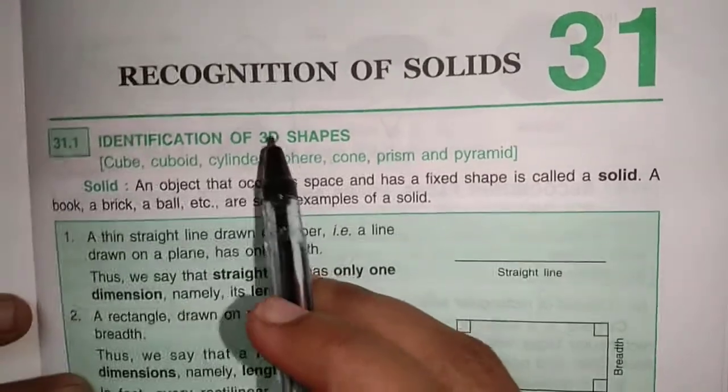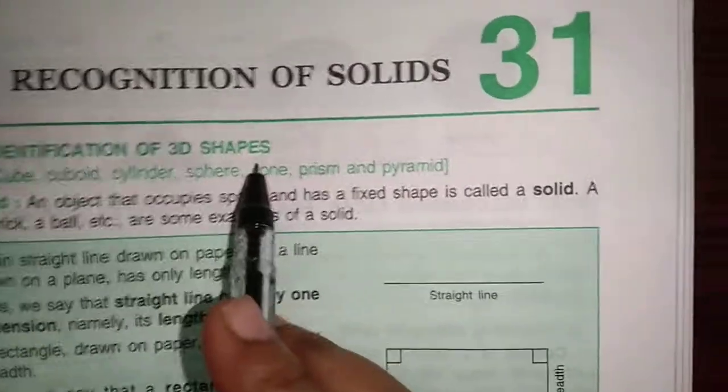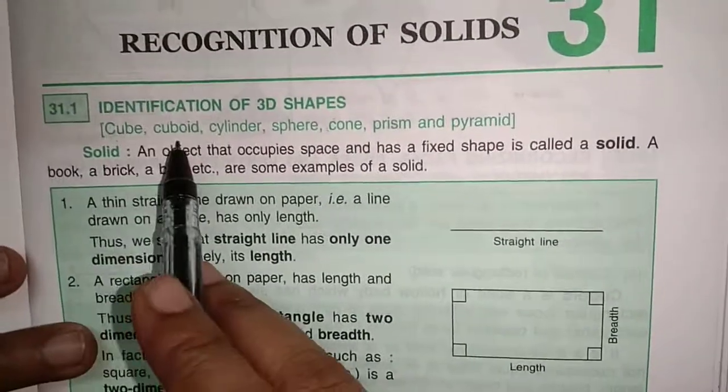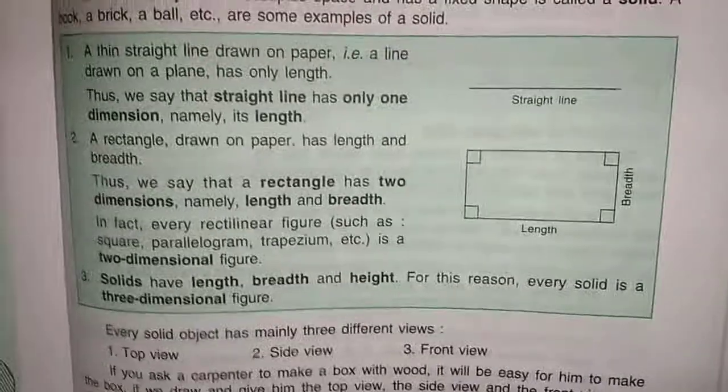Good morning, children. Today we will discuss recognition of solids. To identify the 3D shapes, that is the only thing we have to study over here. We have to identify cube, cuboid, cylinder, sphere, cone, prism, pyramid. These are the three-dimensional figures. We have to go through this chapter.